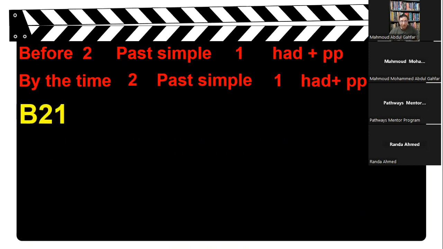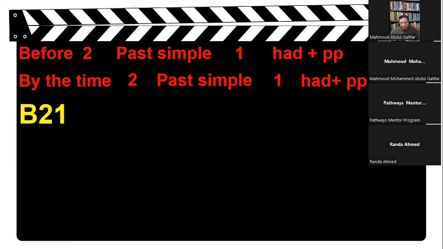Okay. If you notice, before and by the time both begin with the letter B. So before and by the time are followed by the past simple. The past simple is the second action, so we put number 2 here. And the past perfect, the first action, which comes at the end of the sentence, takes number 1. So B21. B21 again.